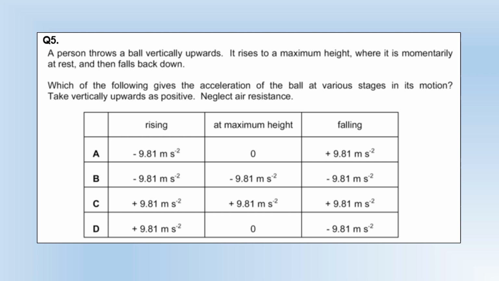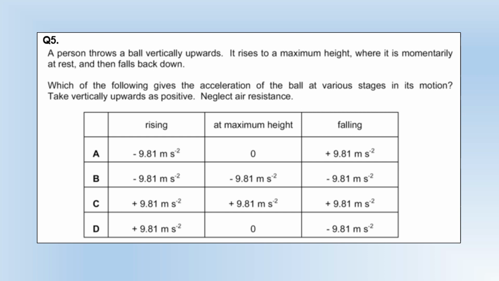So a person throws the ball vertically upwards. It rises to a maximum height where it's momentarily at rest and then falls back down. Which of the following gives the acceleration of the ball at various stages in its motion? Take vertically upwards as positive and neglect air resistance.